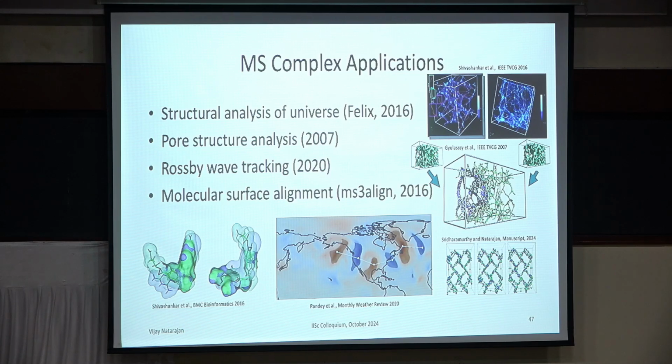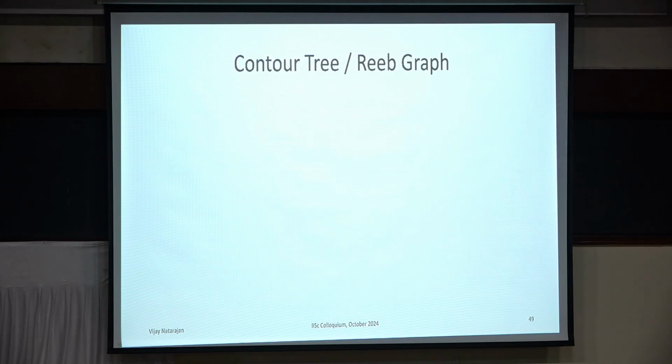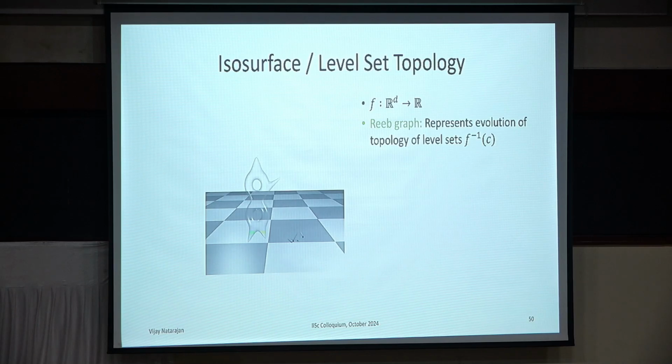But I would like to end with that in terms of the Morse-Smale complex, and maybe within the next few minutes talk about another topological descriptor and conclude. A second topological descriptor that we have studied extensively is called the contour tree or the Reeb graph. And here is essentially the definition pictorially. I'll also give the formal definition.